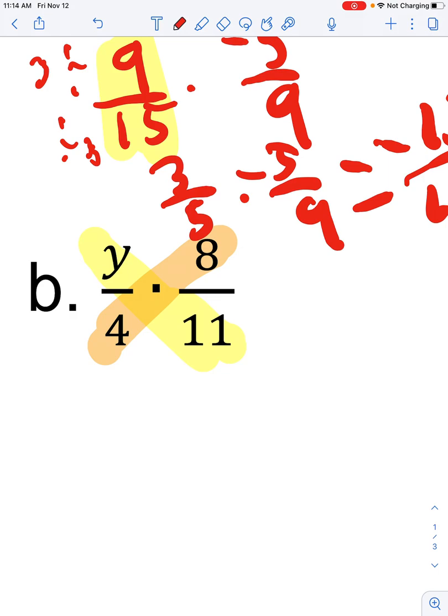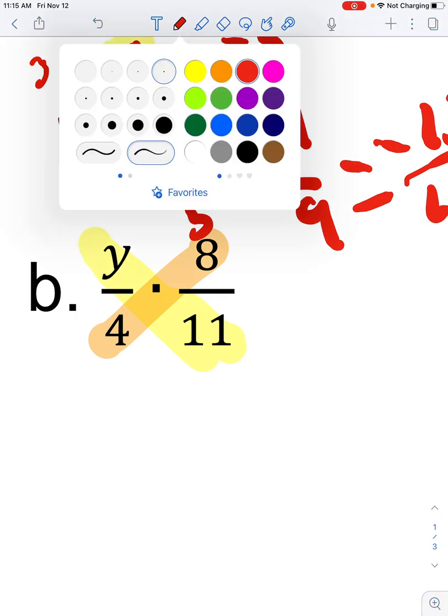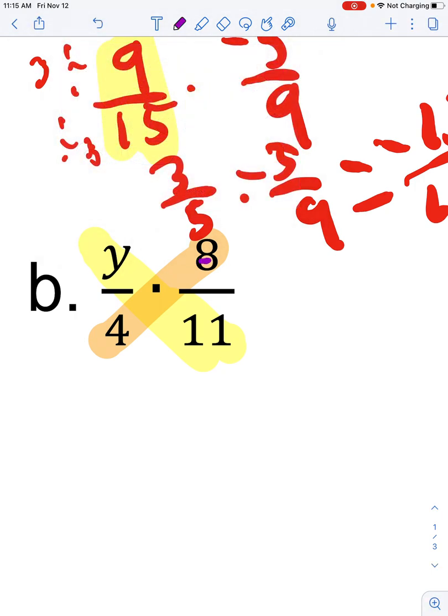So of course, y and 11 don't have anything in common. I have no clue what y is. But I do see 8 and 4. So I know that they both have factors of 4. So if I divide it by a 4, it's a 2. Let's get a different color.